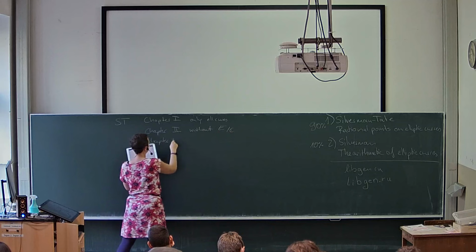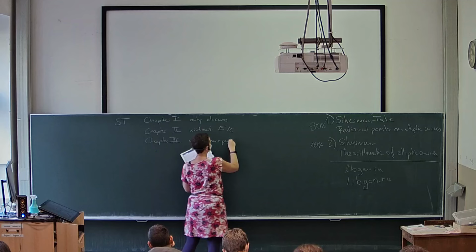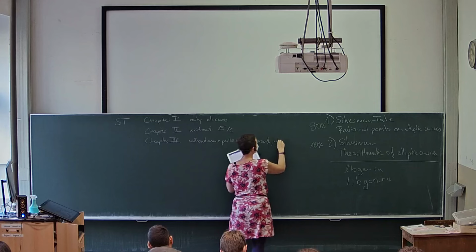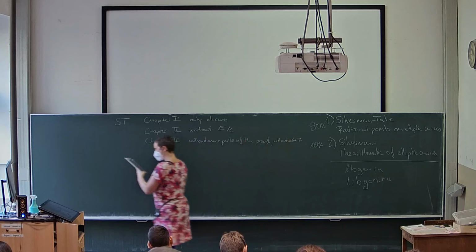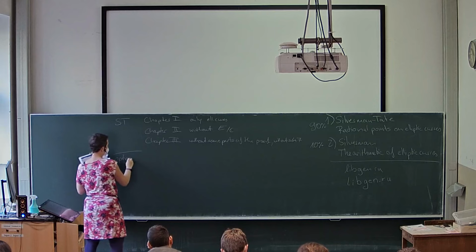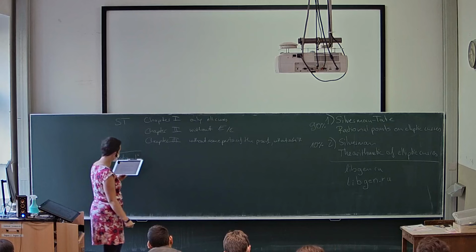Chapter three, maybe without some parts of the proof, because this chapter is basically the proof of the Mordell theorem, and without sections 6 and 7. So this is what I definitely want to do. And then, let's say optional, because I will choose depending on how we proceed and how things seem interesting to you.